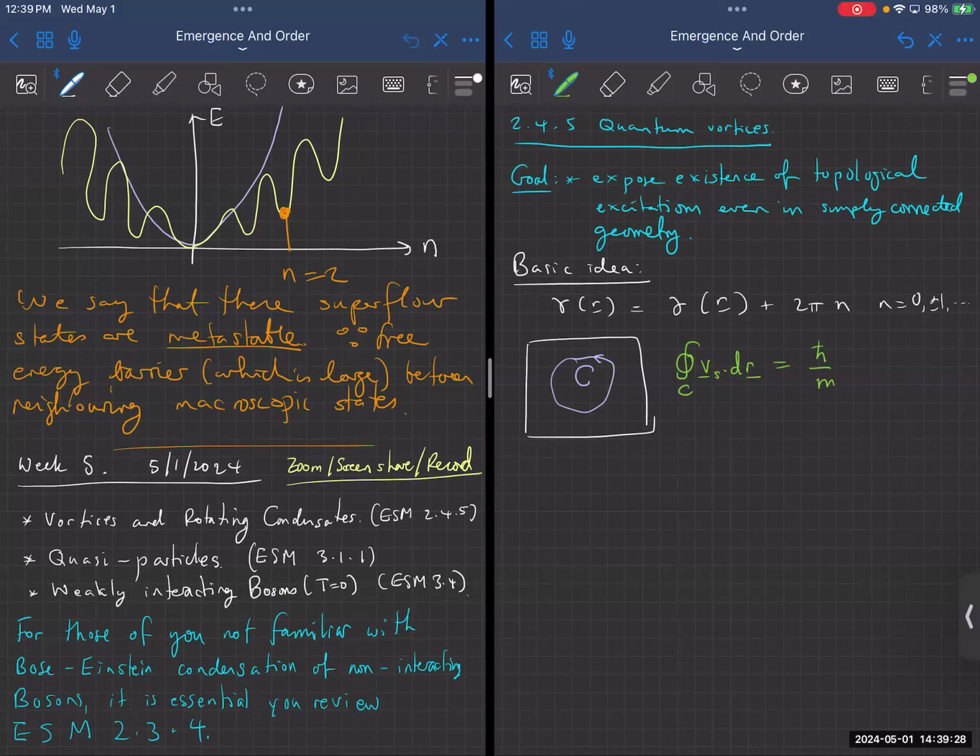The velocity is given by h bar over m times the gradient of the phase of the wave function. So this is grad gamma dotted with dr, and then this is h bar over m times the change in the phase as I go around that contour. Okay, now let's have a look at whether this integral has to be 0. So what we know is that the macroscopic wave function phi of r is single valued.